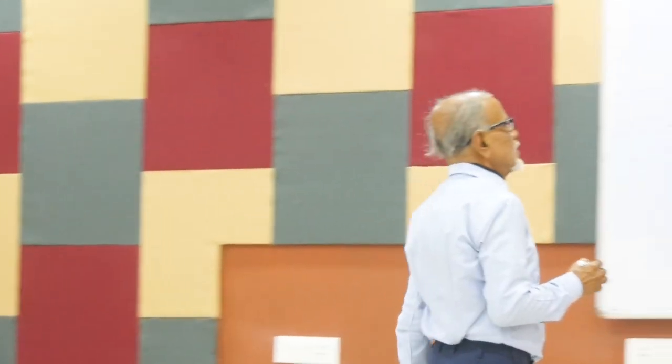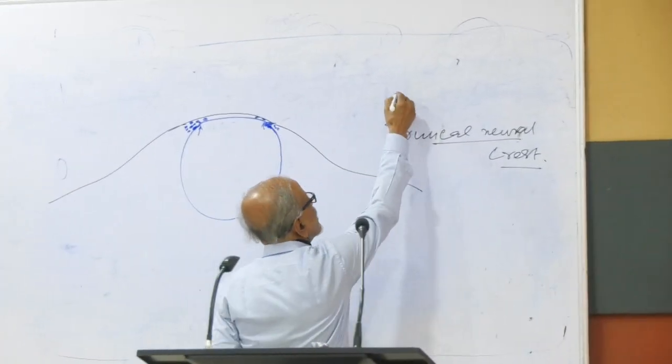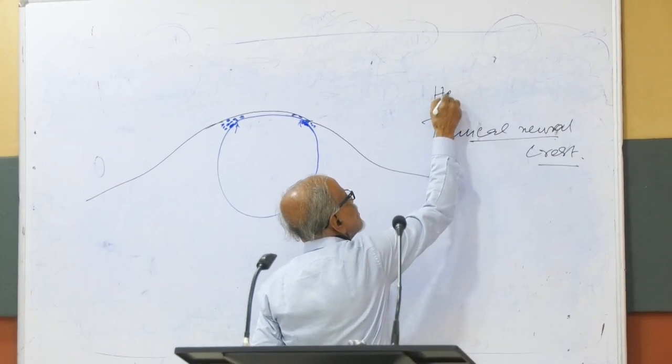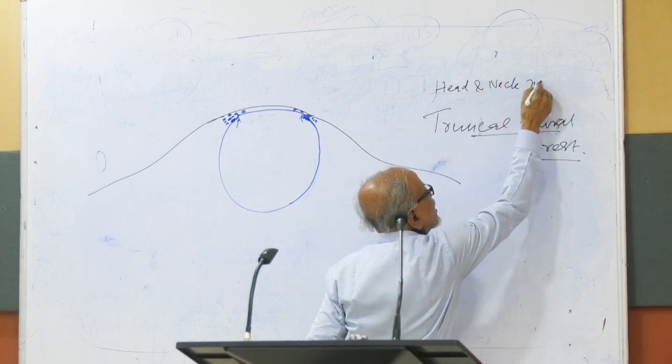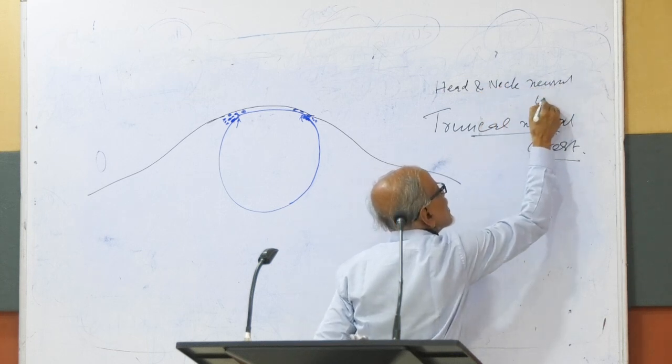The cells that are getting detached from the brain area of the neural tube are classed as the head and neck neural crest cells. The cells that detach from the brain vesicle area are called head and neck neural crest cells.